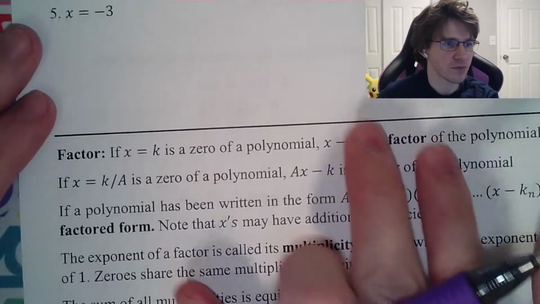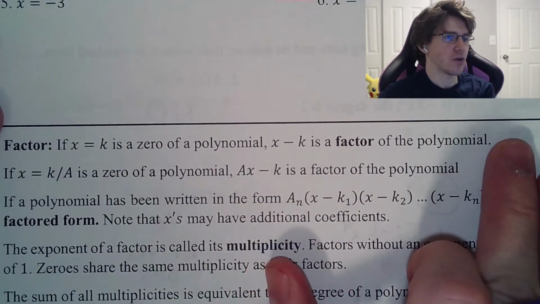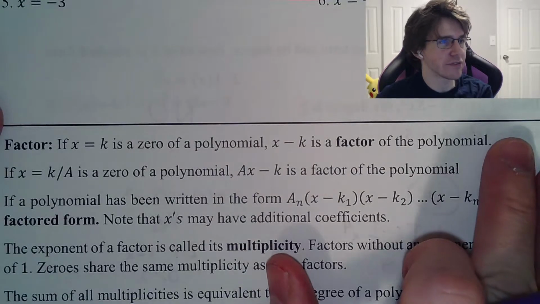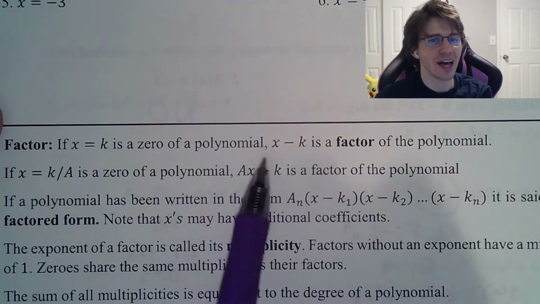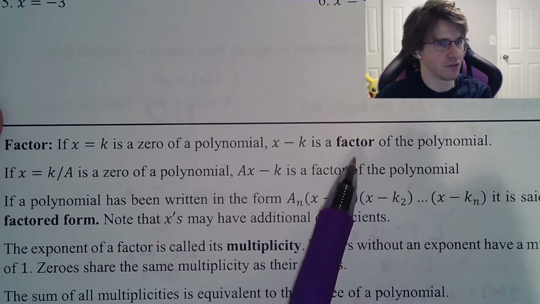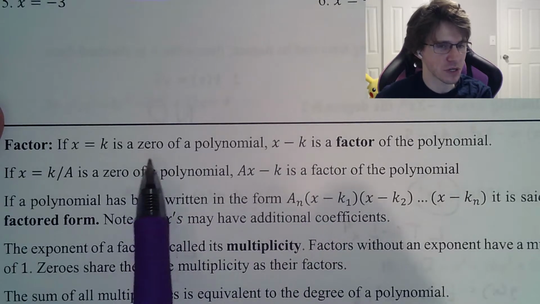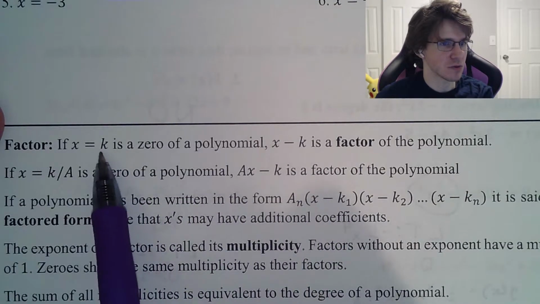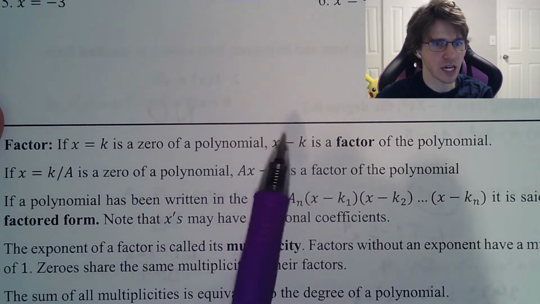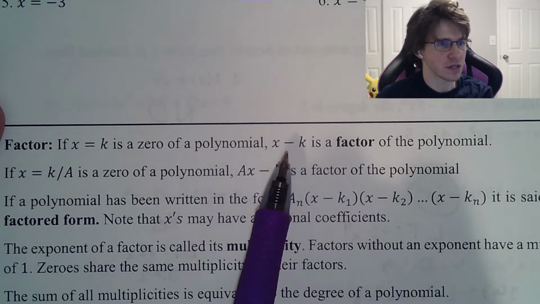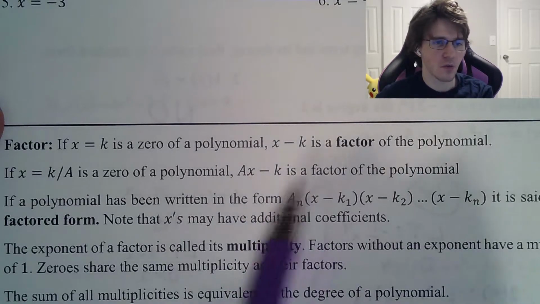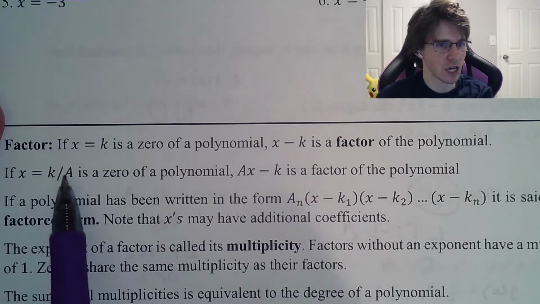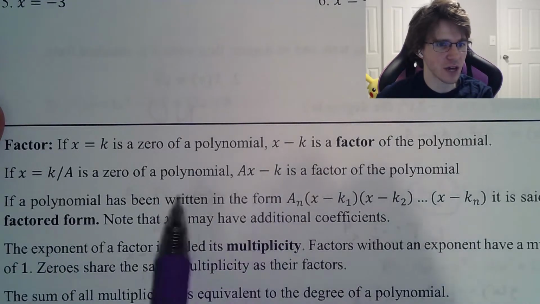The next problem here, a factor. So a factor of a polynomial depends on the 0. So if x equals k is a 0 of the polynomial, x minus k is a factor of the polynomial. So you can't even define a factor unless you've defined a 0 first. So if you notice, if x is equal to positive k is a 0, then negative k is a factor. The idea is, remember, if I make x equal to k, k minus k is 0. We also have the same idea here. If x equals k over a, then ax minus k is a factor.